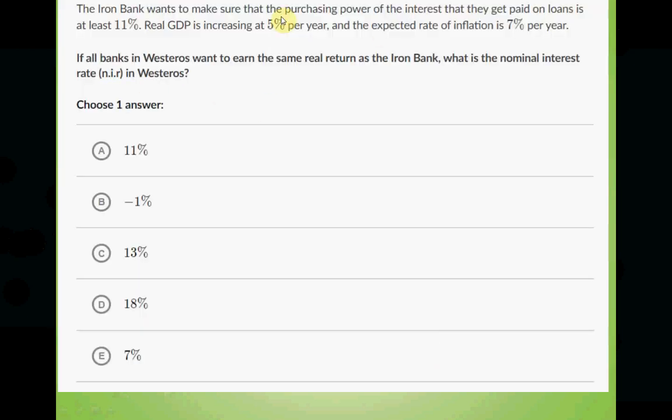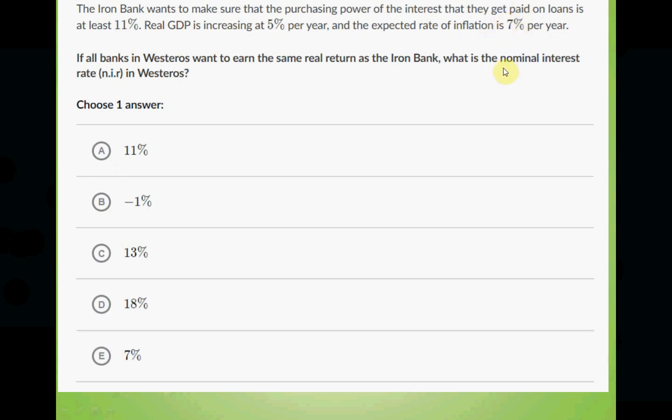Who cares what GDP is doing right now when we just have these numbers here? So we know we want to make 11% return. That's not what we're going to charge. That's what we want to make sure the purchasing power is. That's what we want to make sure we get, 11%. And we expect 7% inflation to occur.